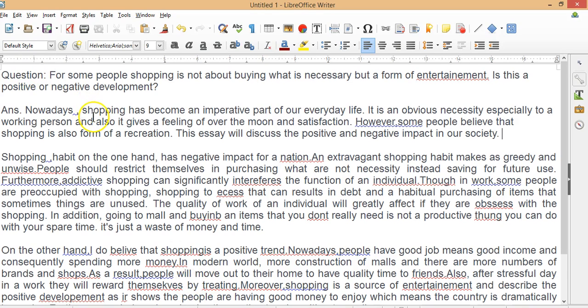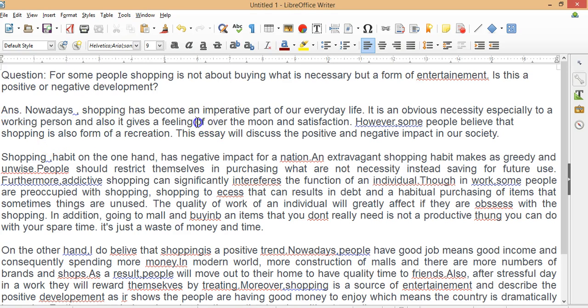So now, every examiner will tell you, don't start your essay with "nowadays." It's one thing examiners really hate because it doesn't mean anything. All that you need is to simply restate the topic. So "has become an imperative." I suppose that's a paraphrase. Unnecessary. "Imperative part of everyday life. It is an obvious necessity, especially to a working person." I'm not sure what that's got to do with anything.